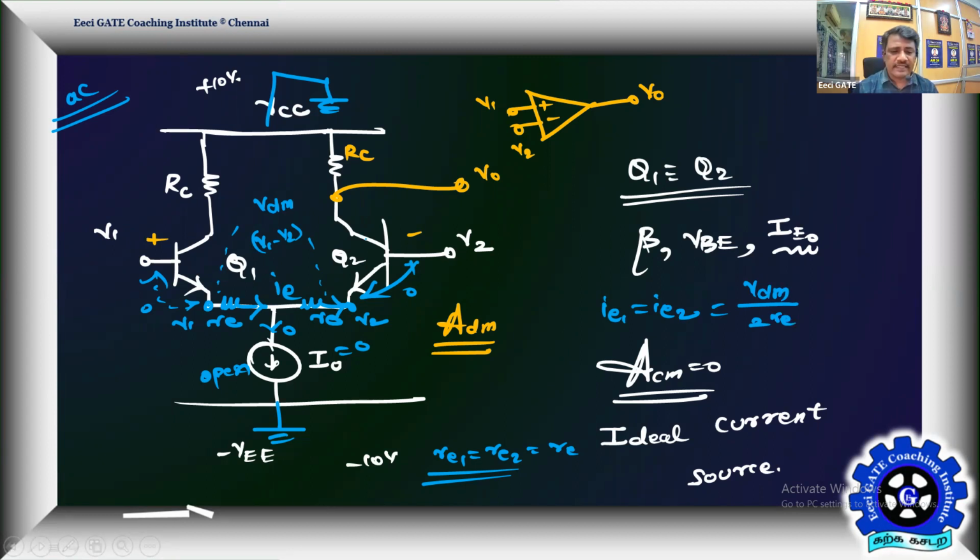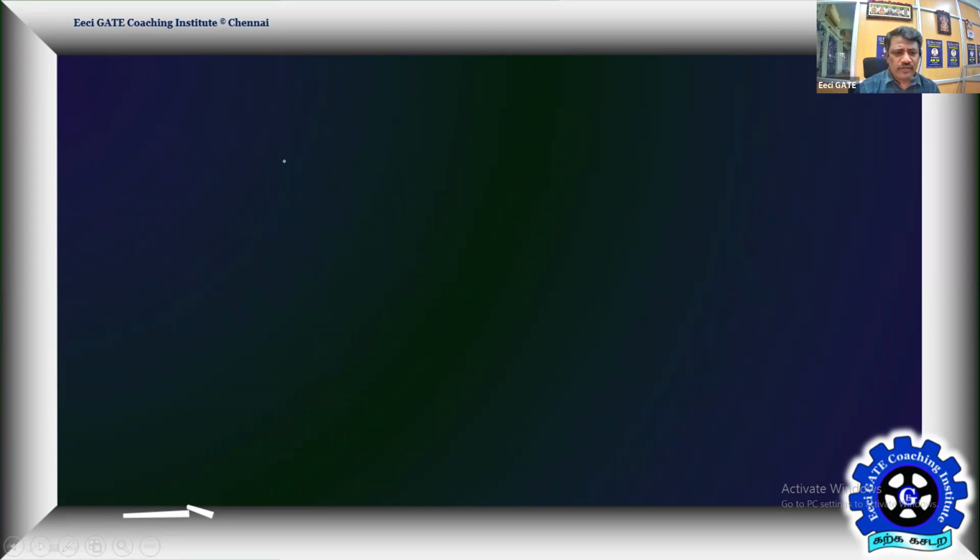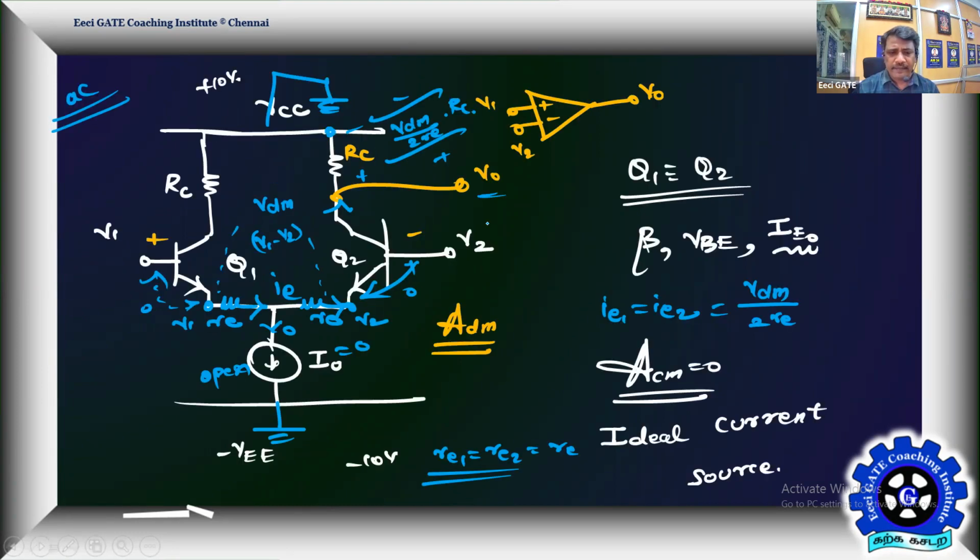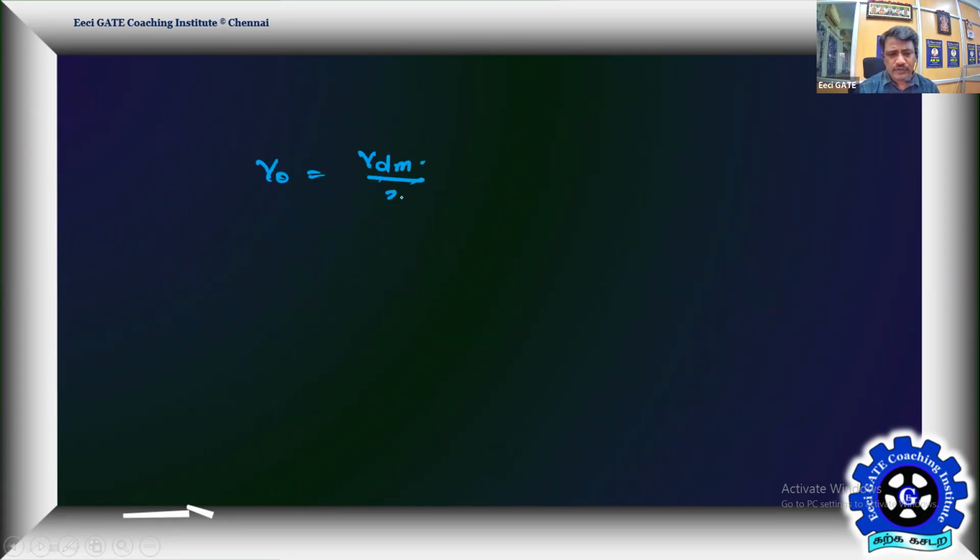The same current comes here and makes a drop across capital RC, with the current being VDM by 2 times small re, into RC. So what is the point I'm conveying here? The top potential is 0 as per AC analysis, so we can take V0 equal to VDM by 2 re into capital RC. So this has only VDM.